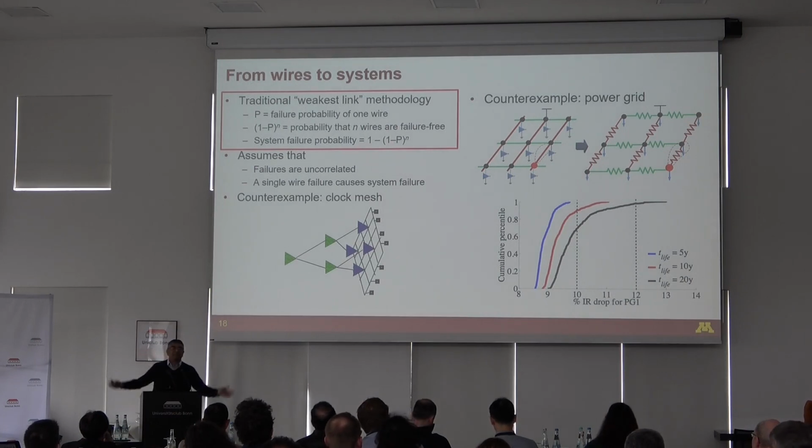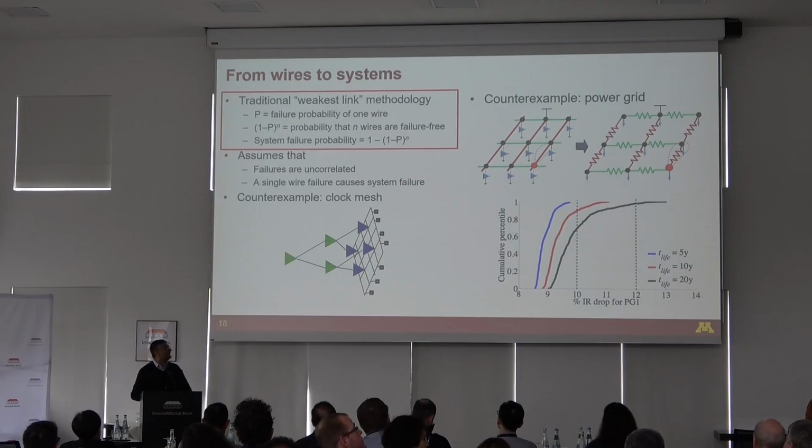Right? This assumes that all failures are independent. It assumes that a single failure leads to the demise of the whole system. But that's not really true. Look at a clock mesh. If I knock off one wire, yes, maybe my skew will get a little worse, but the system will still function, and maybe the skew doesn't go so bad.